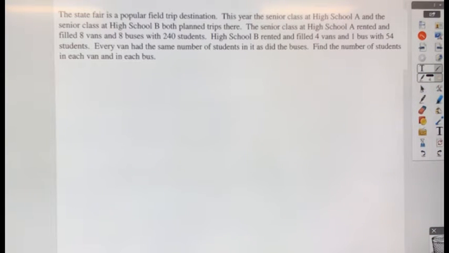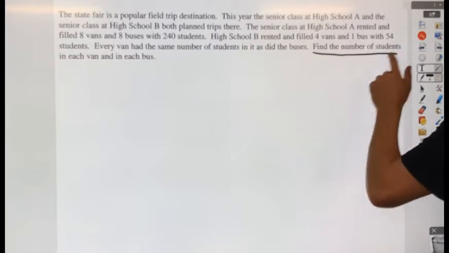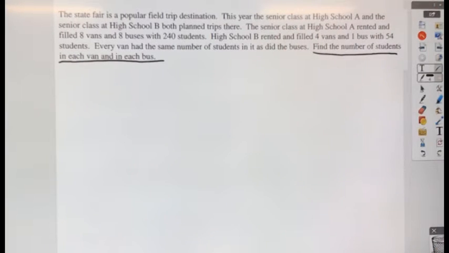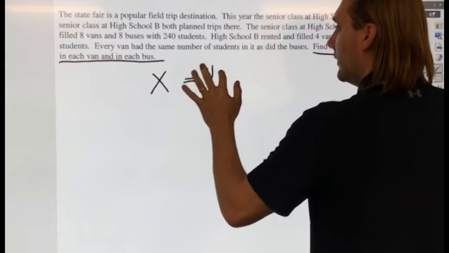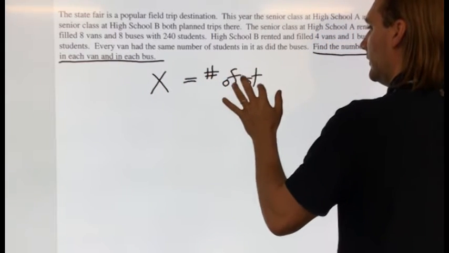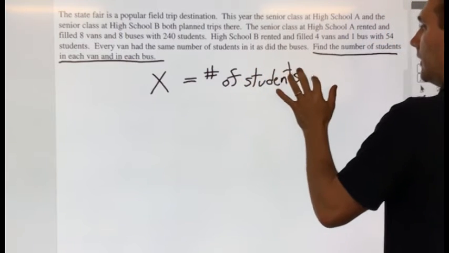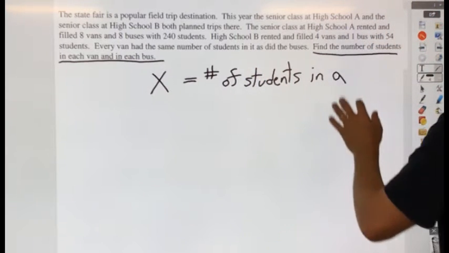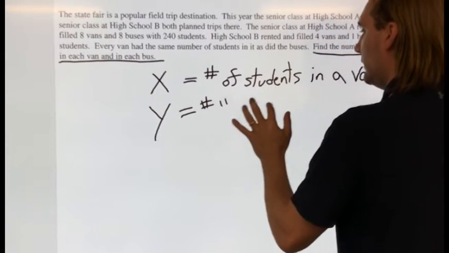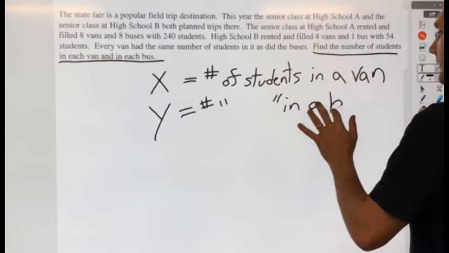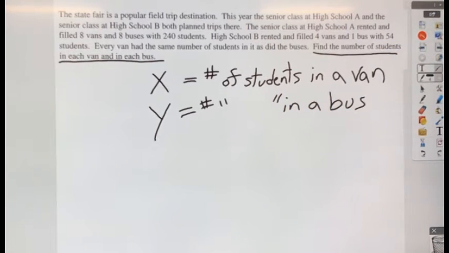How these usually work out is that your variables are given in the last sentence. So what am I going to try to find here? I'm going to try to find the number of students in each van and each bus. So I'll call X the number of students in a van, and then I'll call Y the number of students in a bus. So there's my variables. Now let's write an equation using those variables.